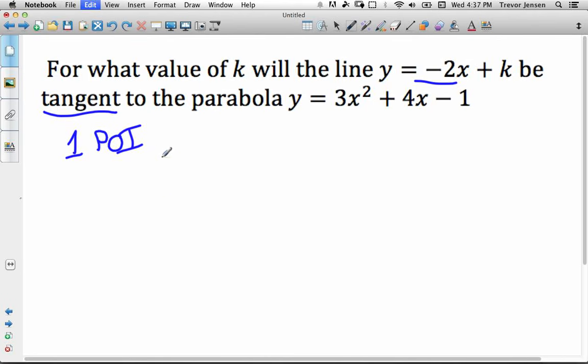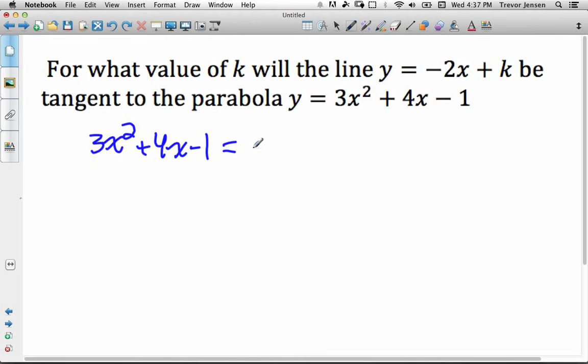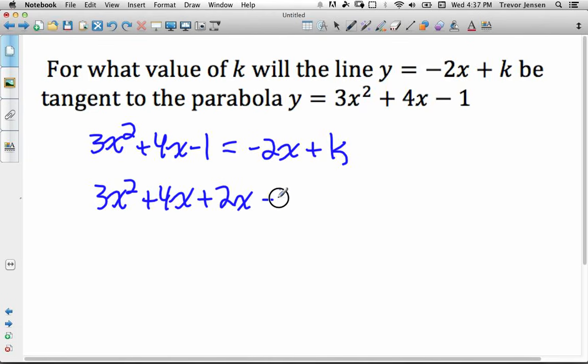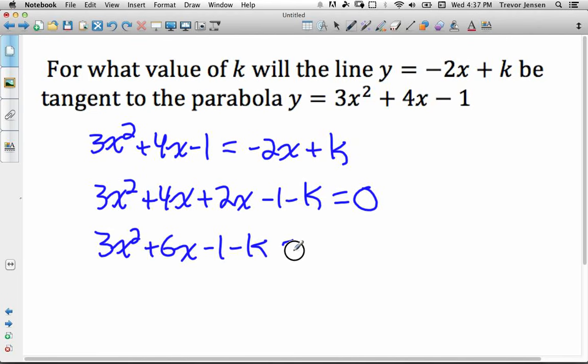So what we're going to do is start solving the same way we did the last question, set the equations equal to each other. 3x squared plus 4x minus 1 equals negative 2x plus k. Now set it equal to 0, because when we're solving we have to set it equal to 0. Bring the negative 2x over, becomes a plus 2x. Bring the plus k over, becomes a negative k. It's now equal to 0. Collect our like terms, 3x squared plus 6x minus 1 minus k equals 0.